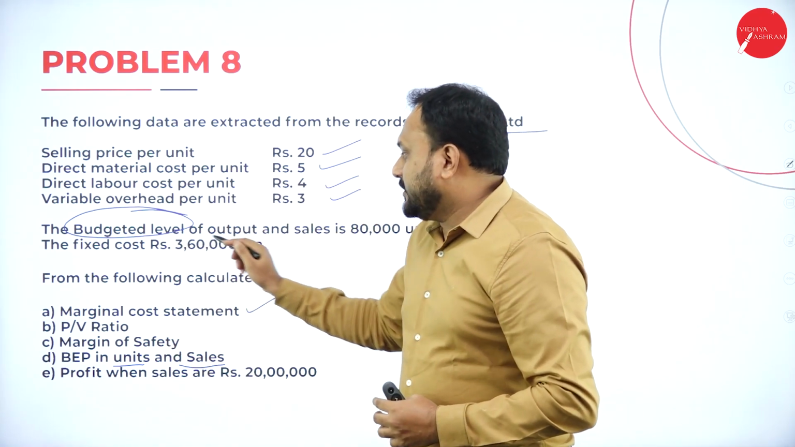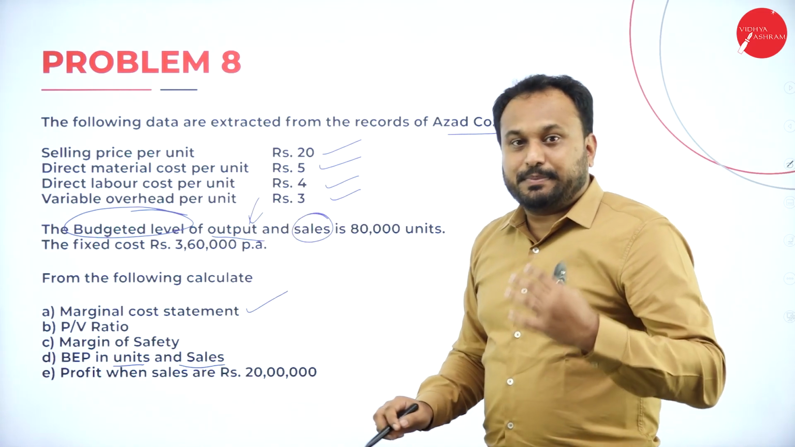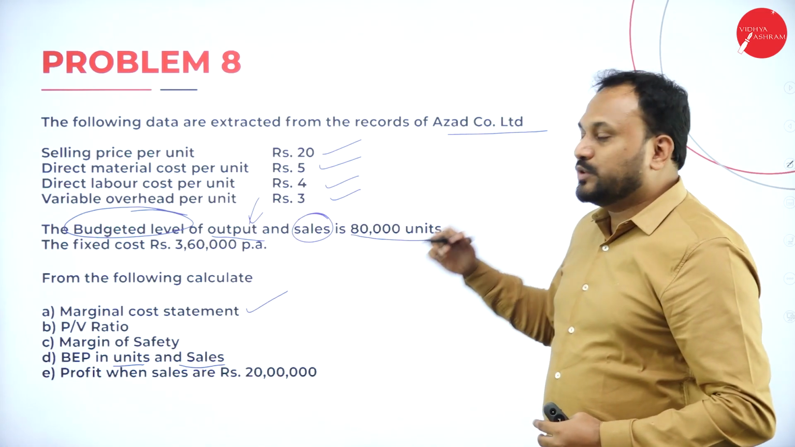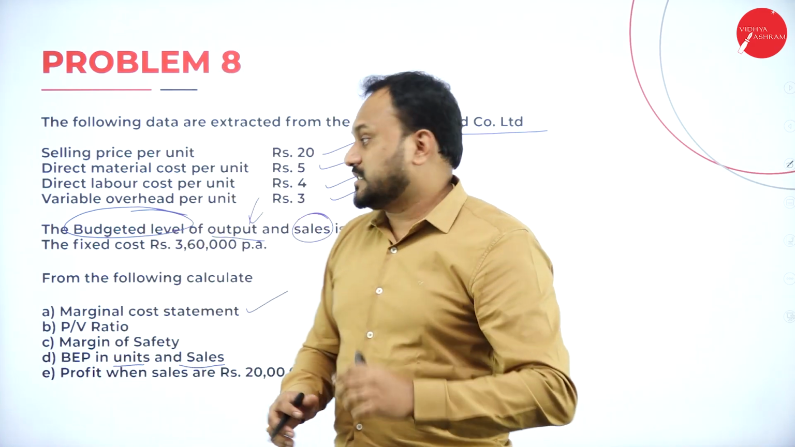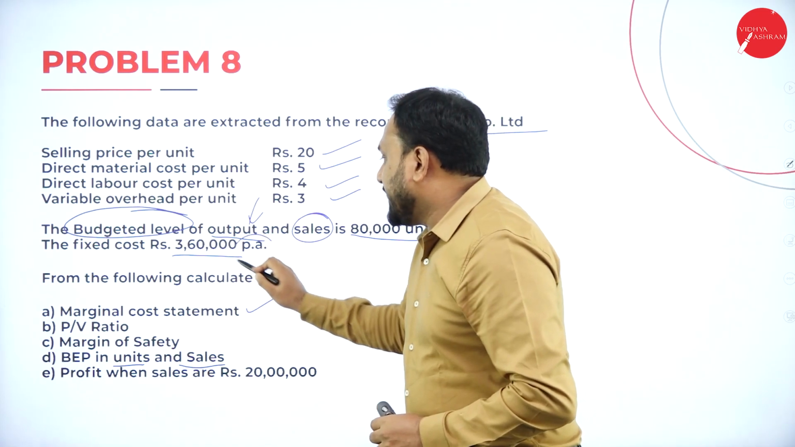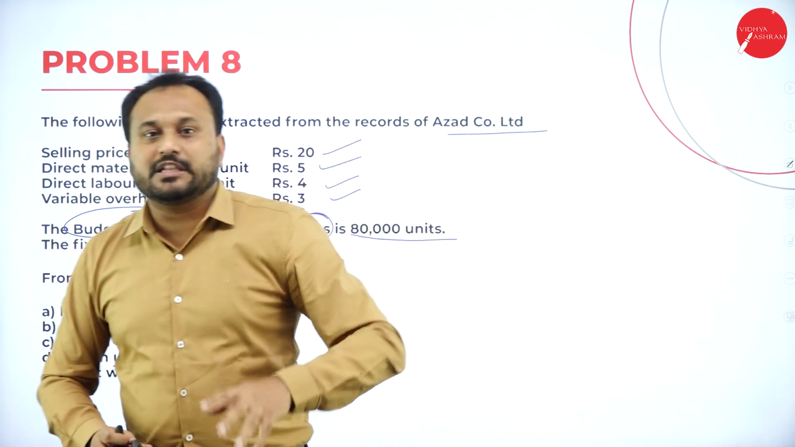Now budgeted level of output and sales, that means what? The production plus what they are selling. It's the same, that is 80,000 units. And the last entry is the fixed cost. But how much is the fixed cost? 3,60,000 per annum. That means they have given it for the total. So let's go with the calculation.